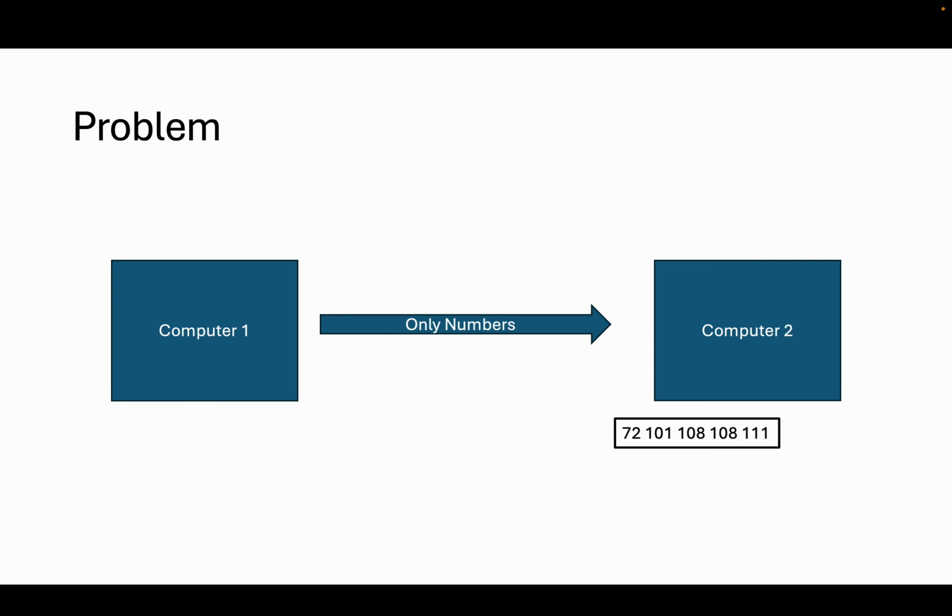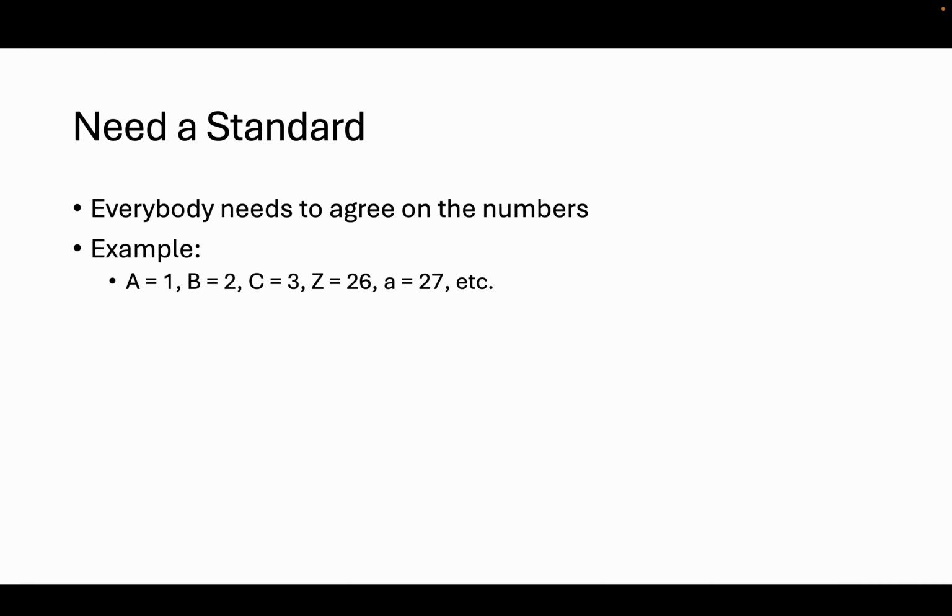But of course, now comes the problem. How do you guarantee that you are in fact using the same numbers? Why did I pick number 72 for an H? Why did I pick 101 for an E? Why did I pick number 108 for the L's, and obviously you can see I've got 2? And why did I pick number 111 for the O? The reason for this is we need some kind of standard, and both computers need to agree on what the numbers are.